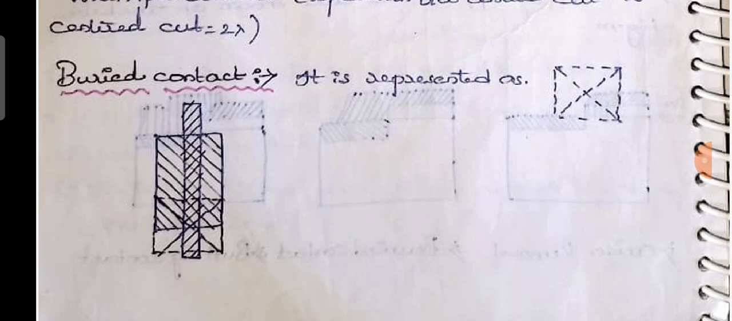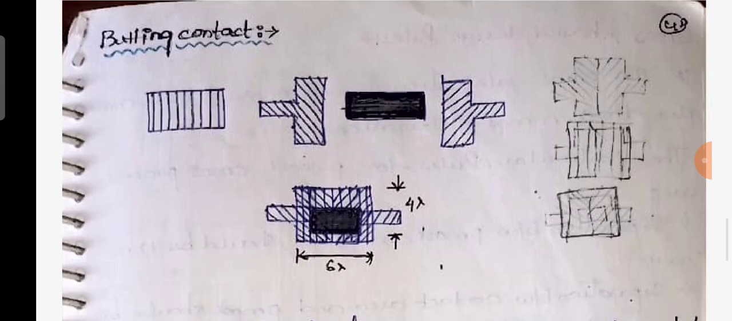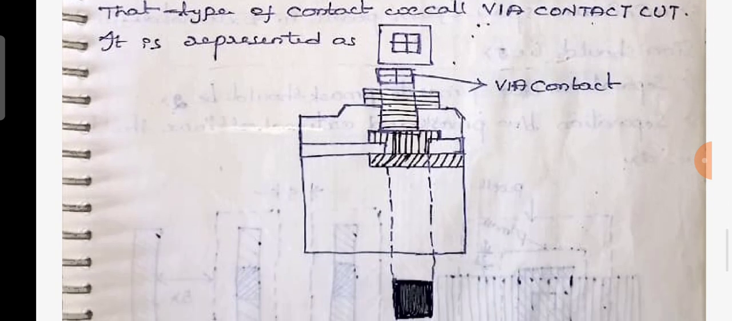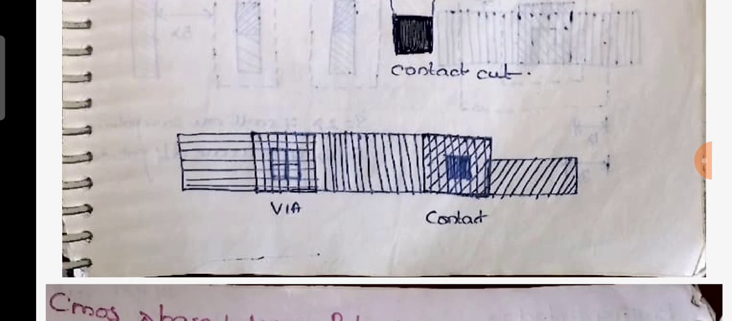Now you may observe the approaches. A buried contact should be represented in this manner. In a butting contact, what is the main thing to remember? The length is increased from 4 lambda to 6 lambda. Why? Because one more contact cut is present. What is that contact? The via contact. When you have to give the connection from metal 2 to poly or from metal 2 to diffusion, you have to use a via. What is the via? Metal 1 is the via. This is the symbol for how to represent the via contact. This is one way to observe the via contact.